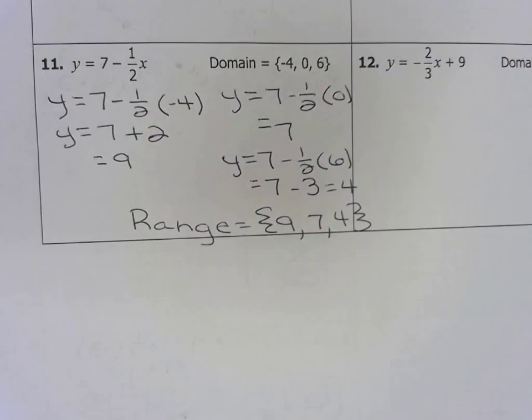So usually however many domain values you have will be how many range values you have. 3 and 3. Same idea. Any questions on that? Okay, pretty straightforward. So go ahead, finish the homework. You should be able to get finished.